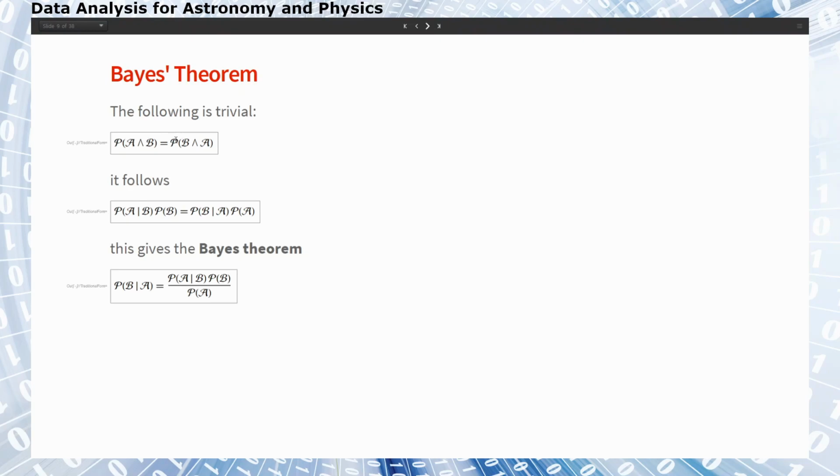Starting from this trivial equation, the probability of A and B equals the probability of B and A. We can replace both sides with the rearranged formula for the conditional probability and write the probability of A given B multiplied with P(B) equals P(B given A) multiplied with the probability of A. Rearranging this a little bit gives us the Bayes theorem: P(B given A) equals P(A given B) times P(B) divided by the probability of A.